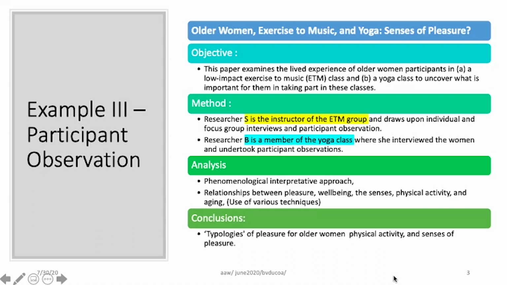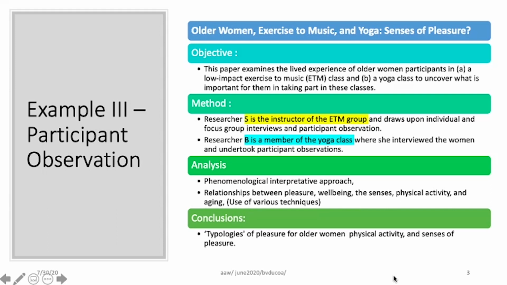Both these researchers were part of the different groups. They had decided how they would list the reactions of the participants, and then they analyzed it using a phenomenological interpretative approach. To learn more about these approaches, you will have to refer to books. Even in my book on research methodology, I have described these things in detail. The focus of analysis was on the relationship between pleasure, well-being, senses, physical activity, and aging.